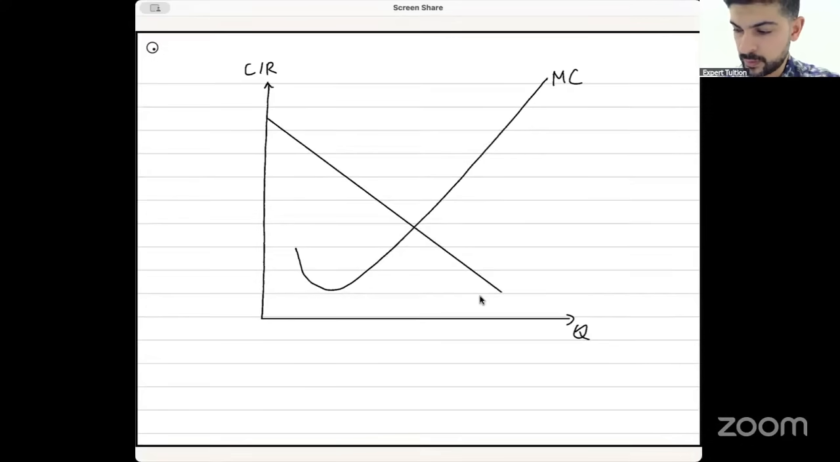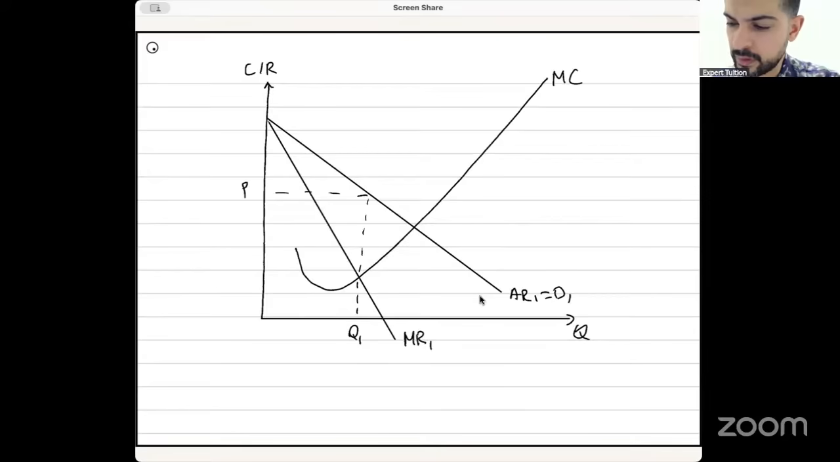AR1 equals D1, and this is MR1. Okay, profit maximization is where MC equals MR. The price is over here, P1, and let's have the cost like this, AC. And the cost is there, C1.